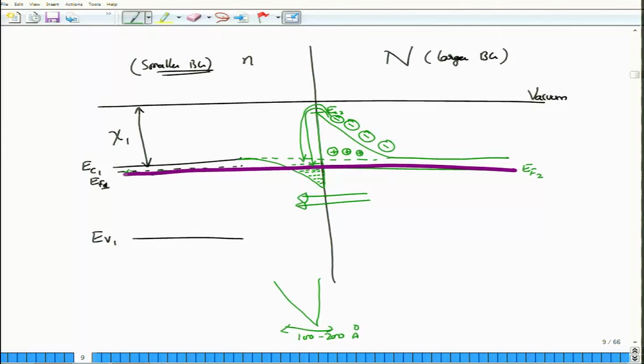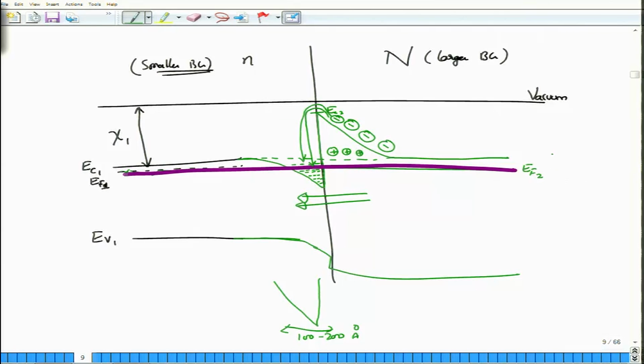But the important point about this one is that there are a lot of electrons in the conduction band. What about the valence band? Well, for the valence band, what happens is that the valence band would essentially also start to go down, but then exhibits a sharp discontinuity and then further goes down here.